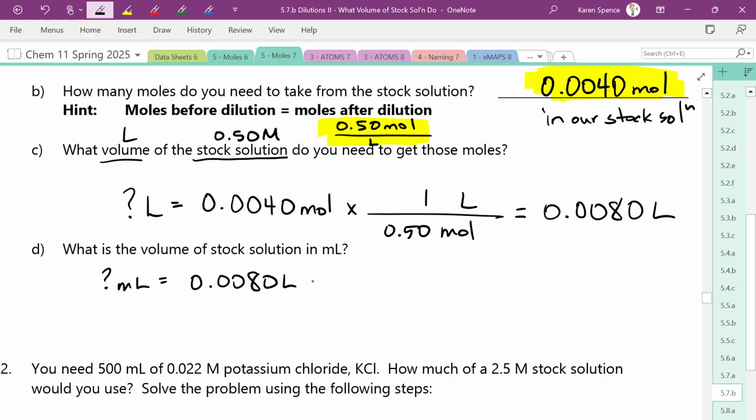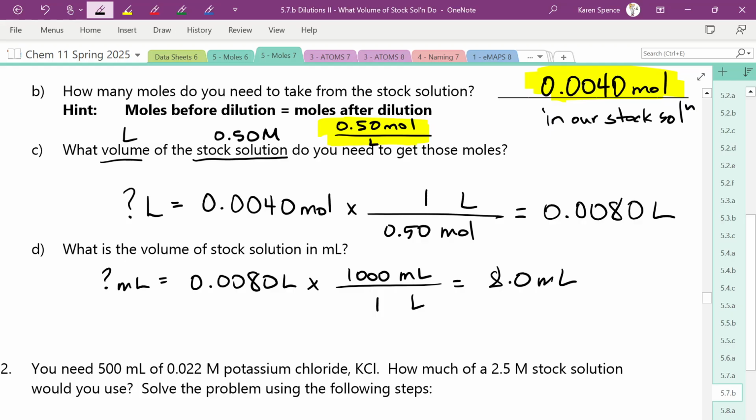0.0080 liters times, we want to cancel liters and find milliliters. There are 1,000 milliliters in 1 liter. So that is 8.0 milliliters.